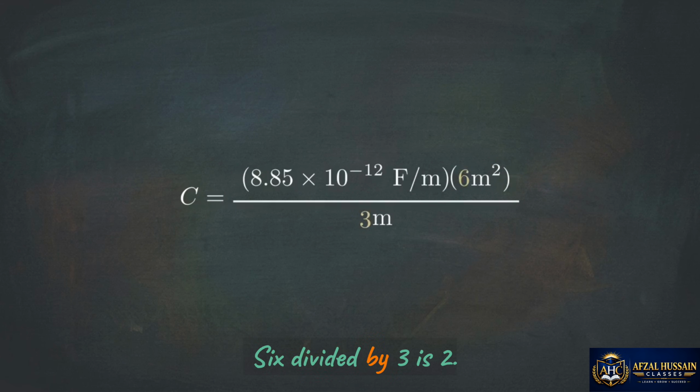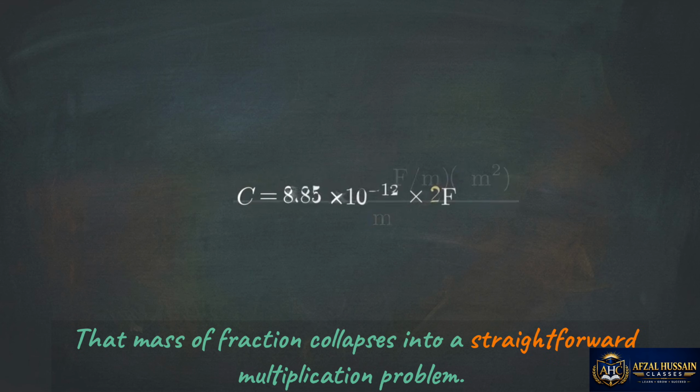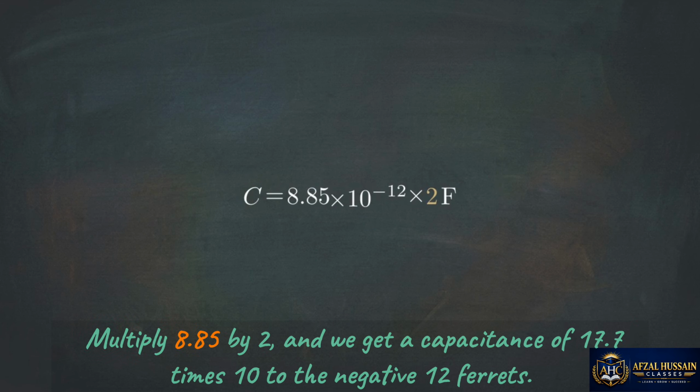Next, we look at the standard coefficients. 6 divided by 3 is 2. That massive fraction collapses into a straightforward multiplication problem. Multiply 8.85 by 2, and we get a capacitance of 17.7 times 10 to the negative 12 farads.